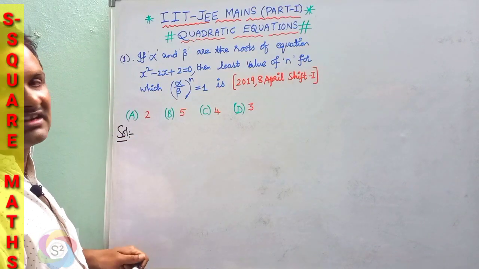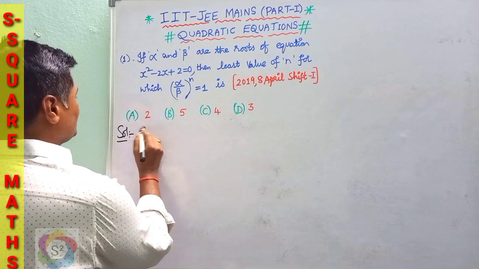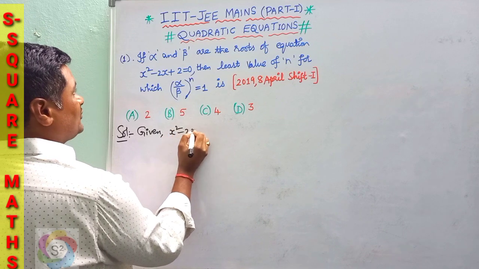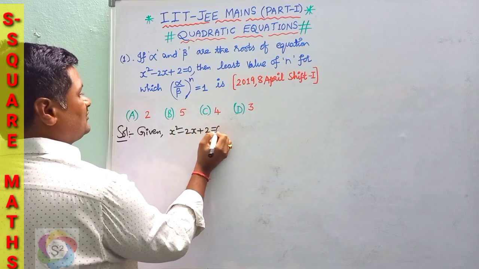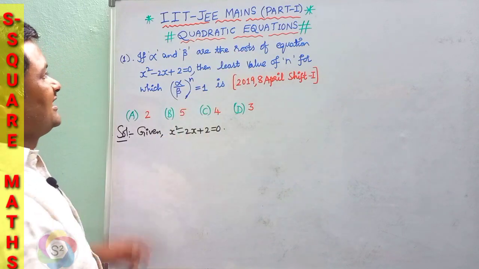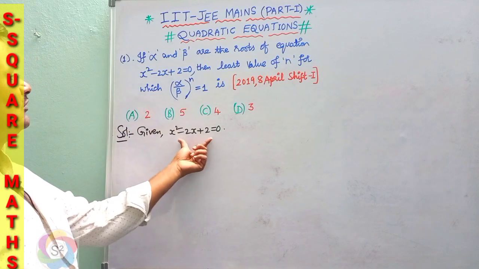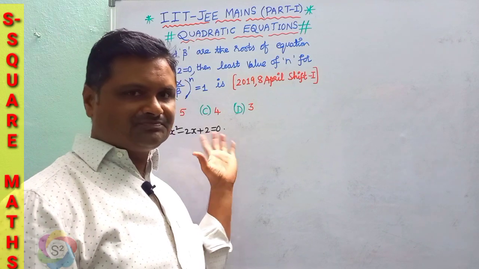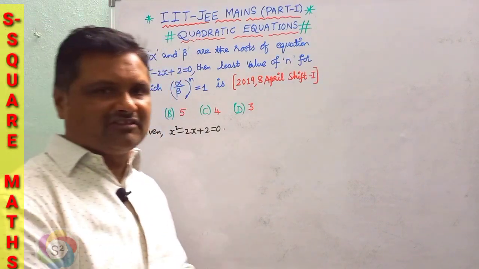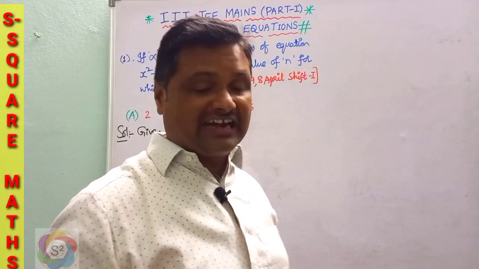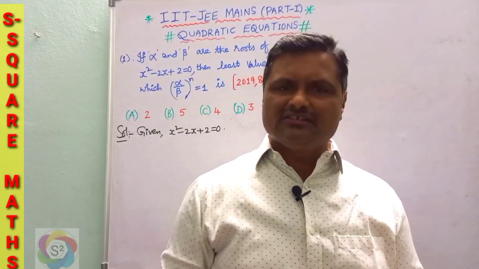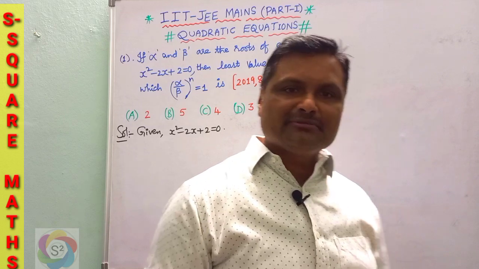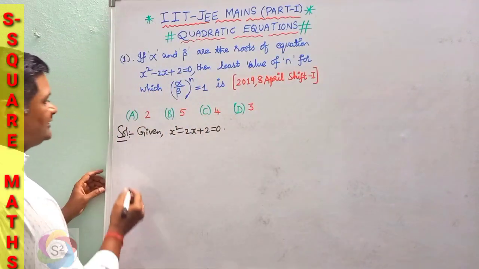First of all, consider our equation. Given our equation is x square minus 2x plus 2 is equal to 0, and alpha and beta are the roots of this equation. If you observe carefully, we cannot proceed by the factorization method. Now, for the sake of simplicity, we will implement the quadratic formula, the Sridharacharya method. Directly we are going through it.